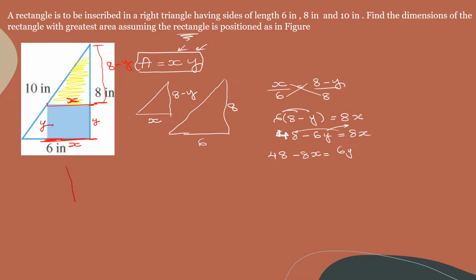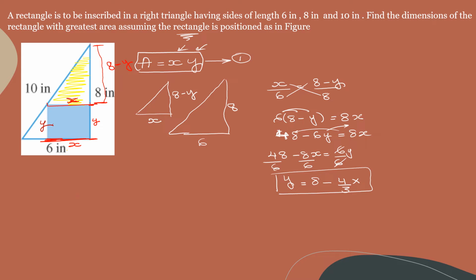So 48 minus 8x. Now divide the whole equation by 6 to get rid of this 6 and find the value of y. So 48 divided by 6 gives you 8, and 8x over 6 gives us 4 over 3 x. So here is the value of our y. Now put this value of y in the equation of area, so that you can have only one variable.